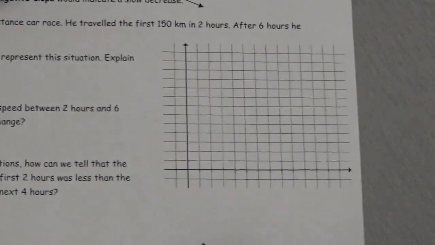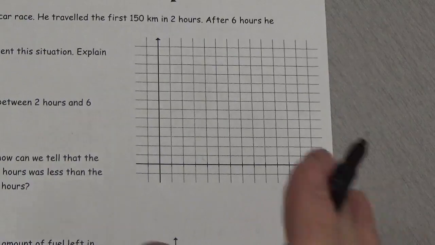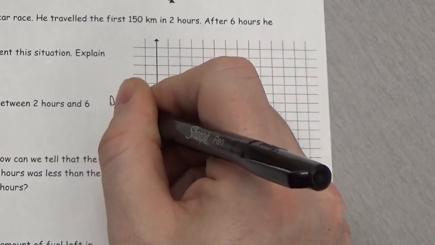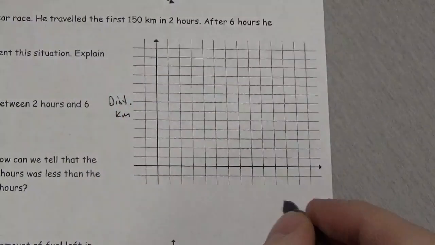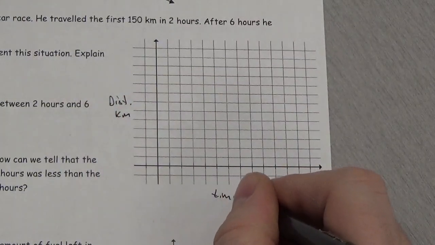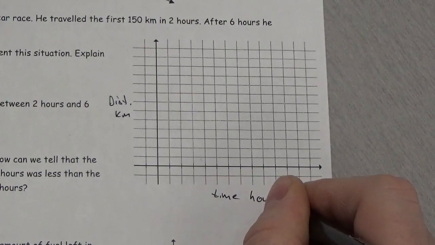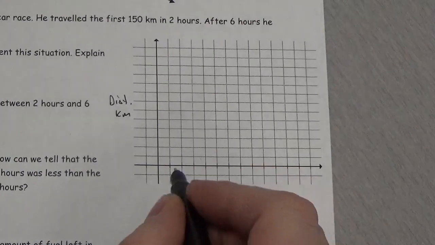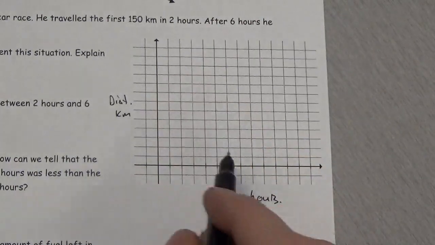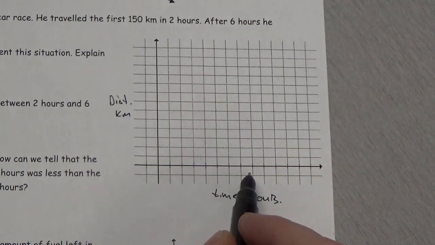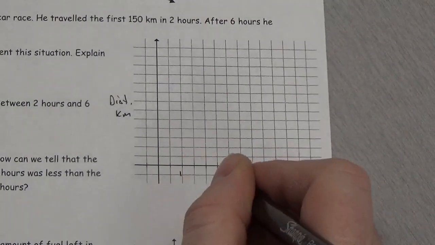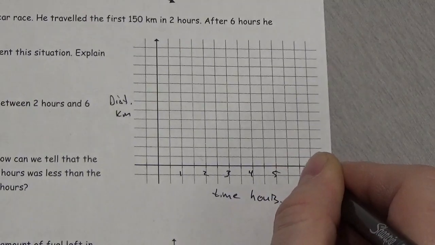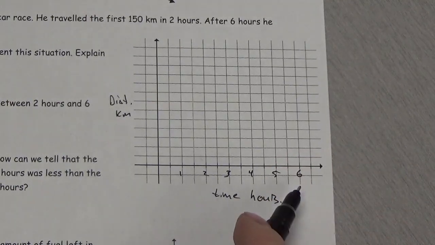Okay, well, let's take a look at our grid here. In a situation like this, we know that distance, which is going to be in kilometers, is going to be the dependent variable. It's going to depend on time, which is going to be in hours. Along here, it's supposed to be up to 6 hours. Let's go 1, 2, 3, 4, 5, 6. Okay, we can get all that time in there.